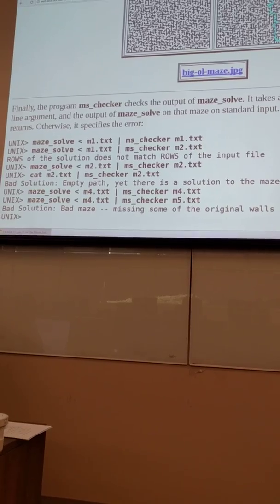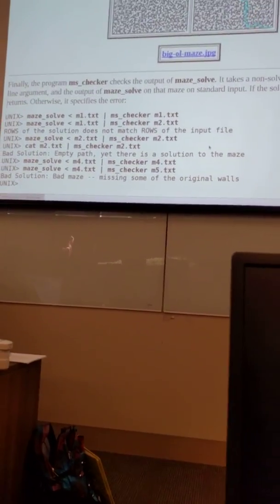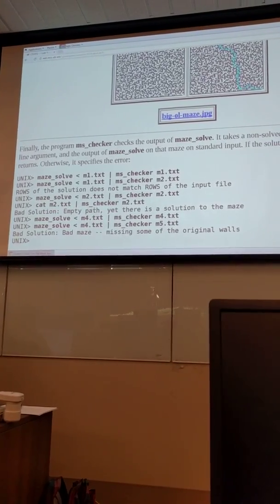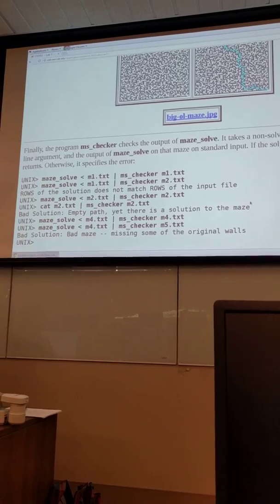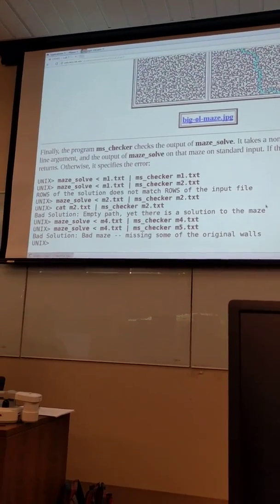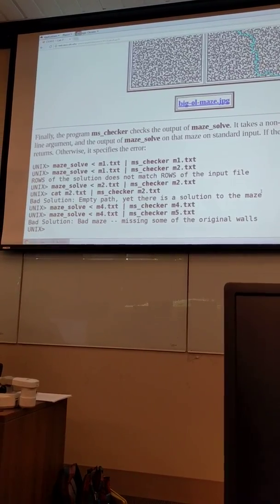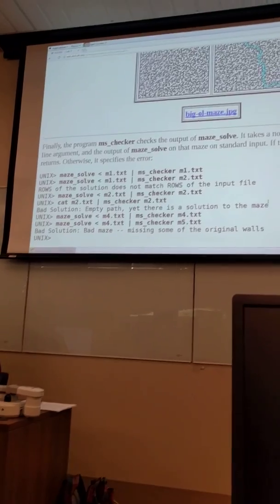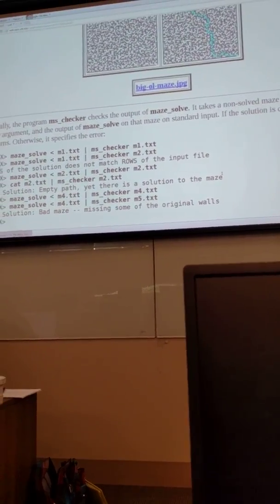So for instance, the first error it shows is the rows of the solution does not match the rows of the input. Another possibility is a bad solution, empty path, yet there is a solution to the maze. And that means that there is a solution, but your maze solver didn't find it. And then another bad situation is if your output deletes some of the walls inadvertently, and it says bad maze, missing some of the original walls that were in the maze.